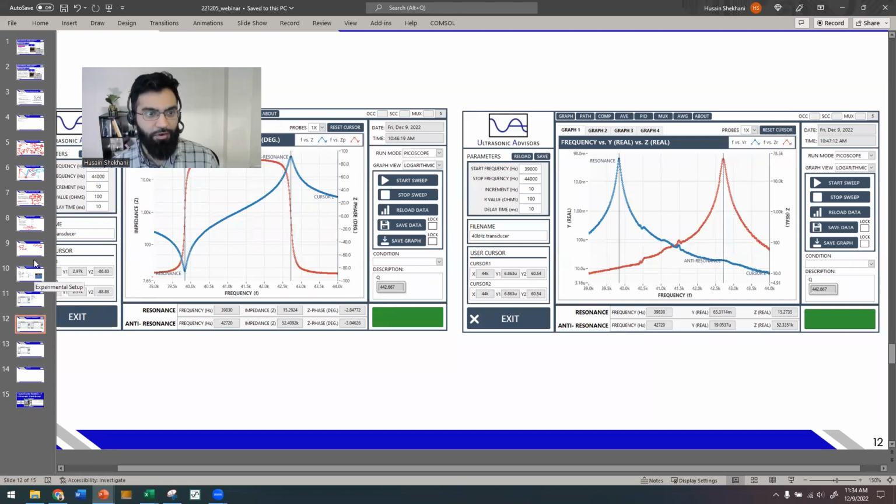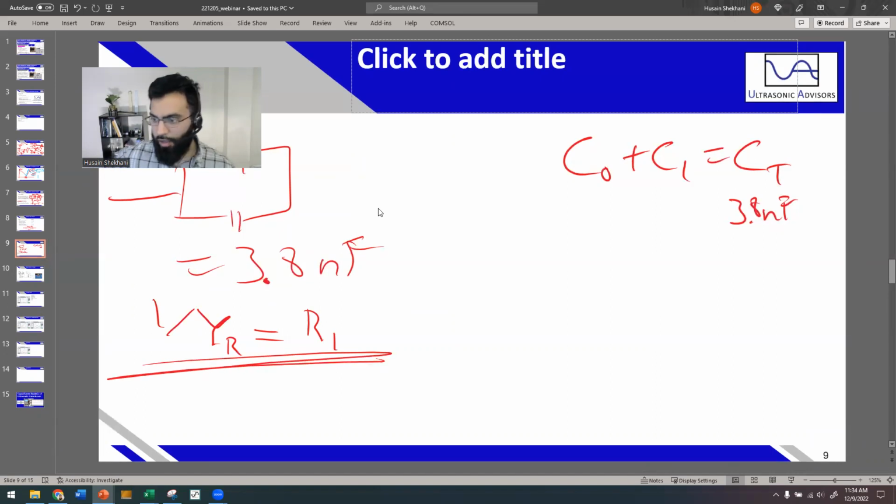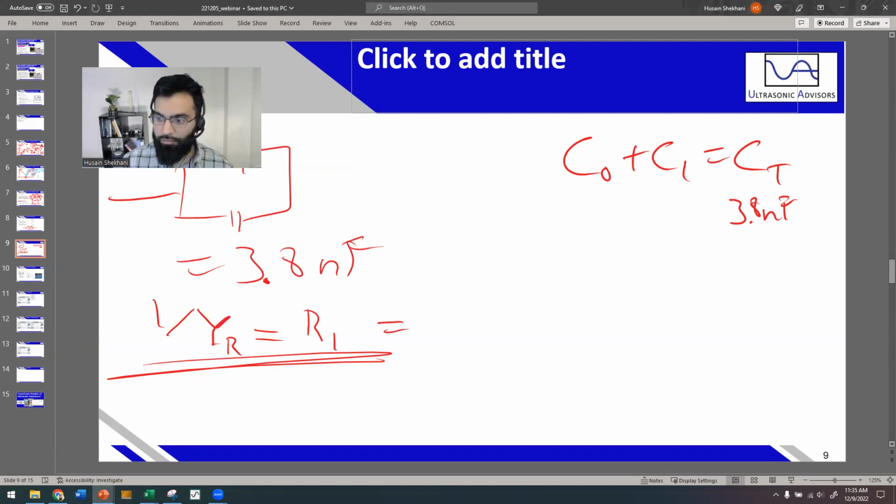So how do you calculate R1? You take your resonance admittance, which relates to the losses occurring at the resonance frequency, and you take the reciprocal. That is R1. I already have the notes here. That ends up creating a resistance, for this case, of about 15 ohms.